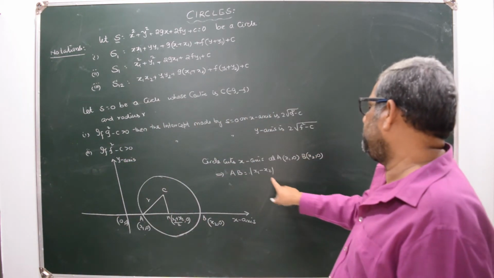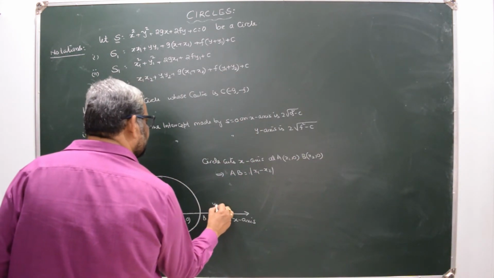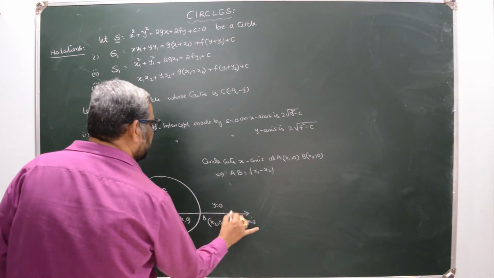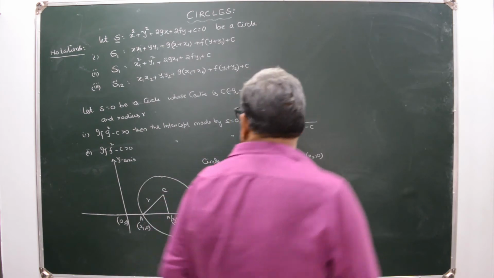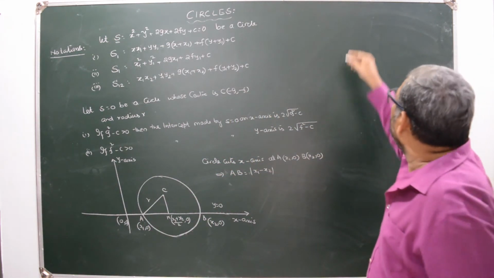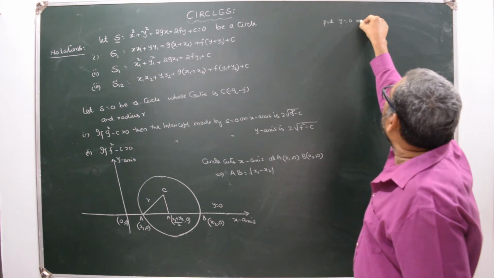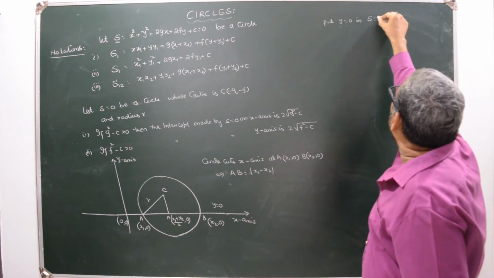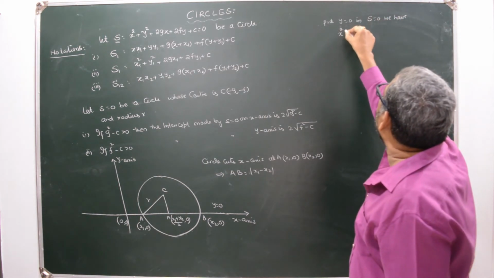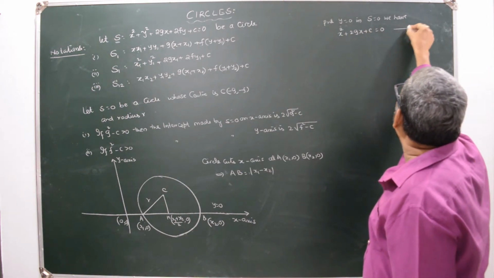Here AB equal to x1 minus x2. This equation is y equal to 0, the x-axis. Now since the circle cuts the x-axis, put y equal to 0 in S equal to 0. What happens? We have x square plus 2gx plus c equal to 0. I will call this as 1.